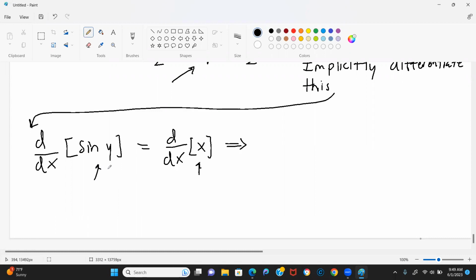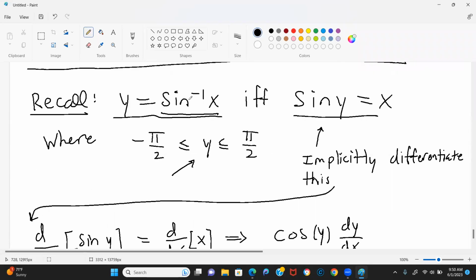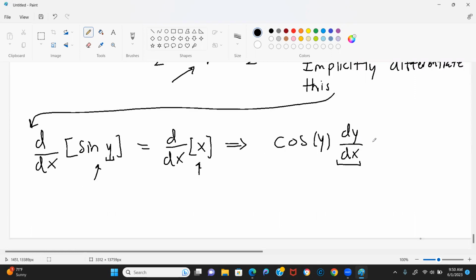This requires chain rule. So we need to take the derivative of the outside function, the derivative of sine, which is cosine, and then evaluate it at the inside function, which is y. And then multiply that whole thing, let's put that in parentheses, times the derivative of the inside function, which is dy/dx. And this is what we're interested in right here, because remember, y is equal to the inverse function. So this will give us the derivative of the inverse function. And then the right-hand side is 1. And so we can solve for dy/dx.